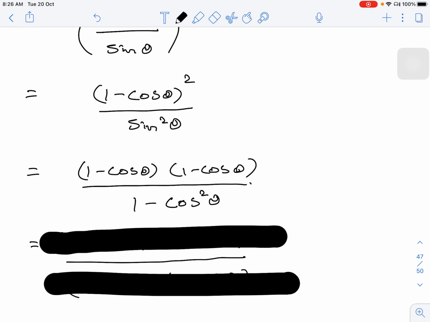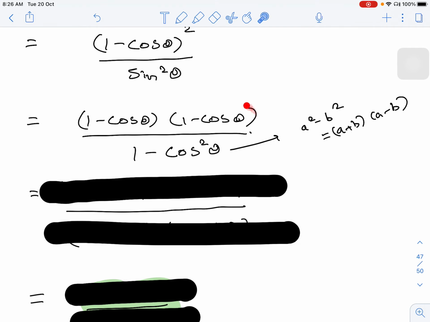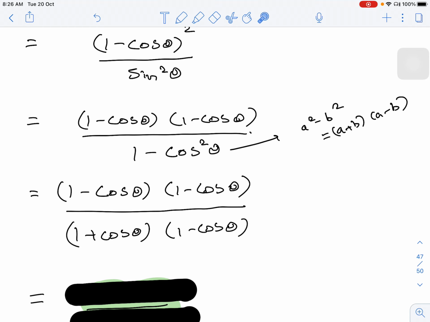Let me write it here. So for this one we can use a square minus b square. Now what is a square minus b square? It is (a plus b) into (a minus b). So the numerator will remain as it is, and instead of 1 minus cos square theta, we will write (1 plus cos theta) and (1 minus cos theta). So we get it in this way.